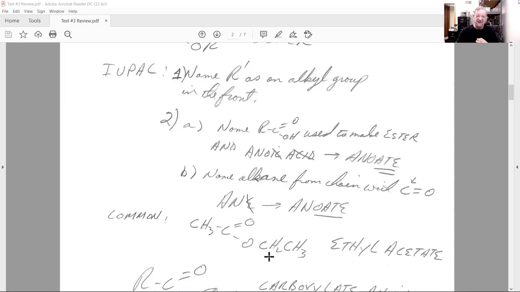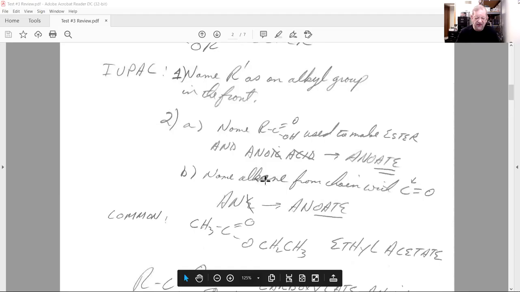But anyways, this is ethyl acetate, and ethyl is the R prime. And instead of ethanoate, use the common name for when R prime is H, acetic acid, drop the IC in the word acid and add ATE, and that's how you get ethyl acetate. And ethyl acetate, just to remind you, is one of the two chemicals used as nail polish remover.